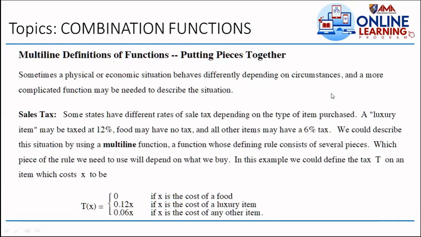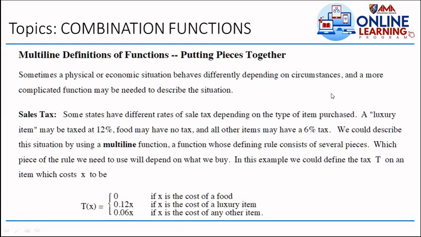So tulad po sa atin, ganun din po, no? Okay. So pag nakikita mo, meron tayong 12% value added tax sa mga beverages, no? Tsaka sa mga cigarettes, okay? So a luxury item may be taxed at 12%, food may have no tax, and all other items may have a 6% tax. We could describe this situation by using a multiline function.